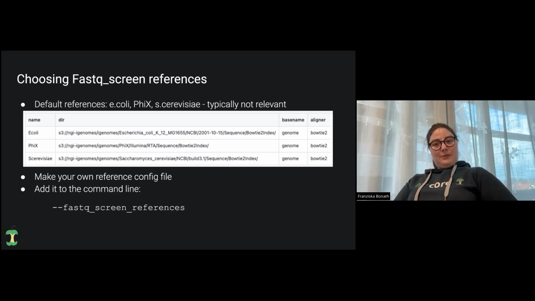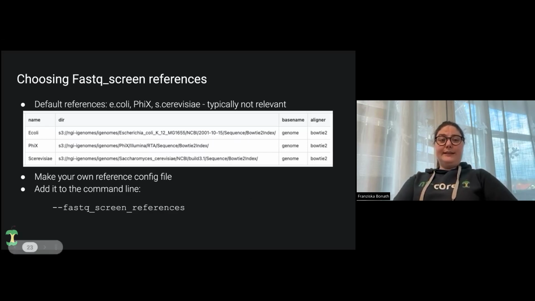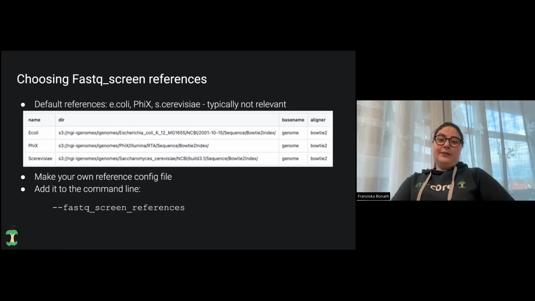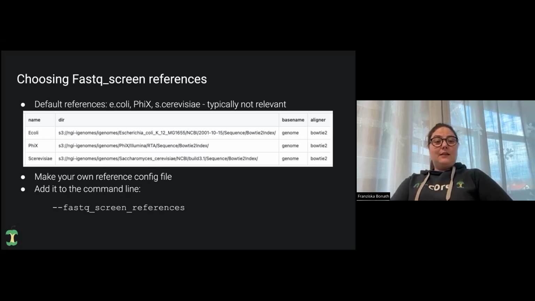If you actually want this to be useful, the idea is that everyone makes their own reference config file. So basically, you would add your species of interest to a config file that looks the same as the one that I've shown here with the default references. And then you also have to give a Bowtie2 or different aligner index. And you would then add this reference config file to the command line with the FastQ Screen references command line tag.